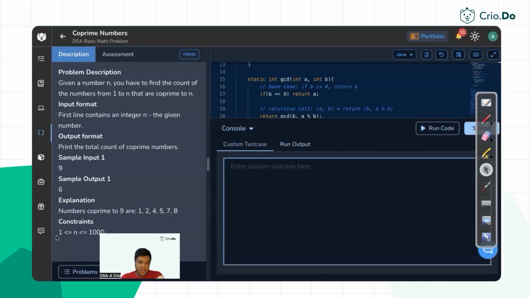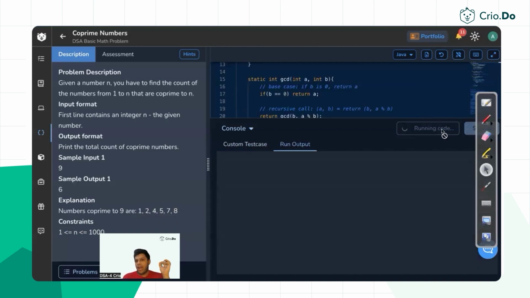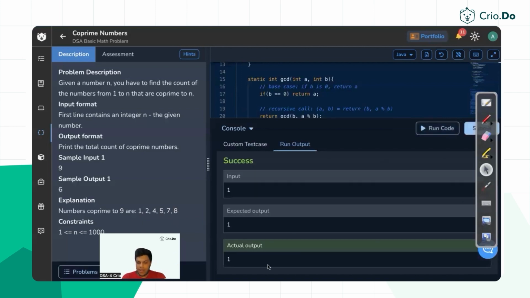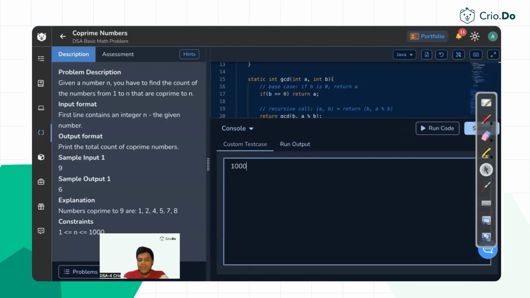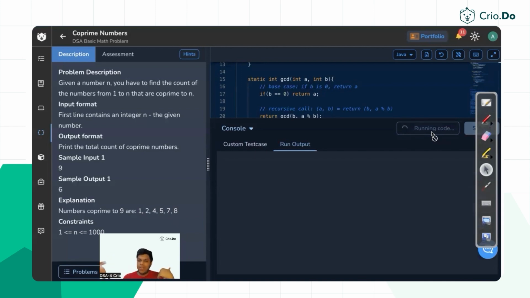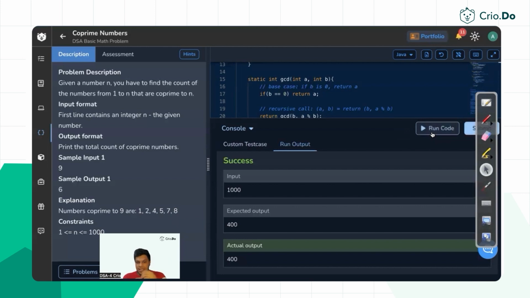How about taking corner scenarios? If n is 1, if n is 1000, let's take n as 1. So for 1, I don't think there will be any other number which is coprime with 1 except 1. So our output should be 1. Yes, 1 is coprime with 1 only. How about 1000? Let's see what output it will give. Maximum output can be 1000 only, but obviously it will not be 1000. It will be lesser than that. Let's see. As you can see, there are exactly 400 such numbers.